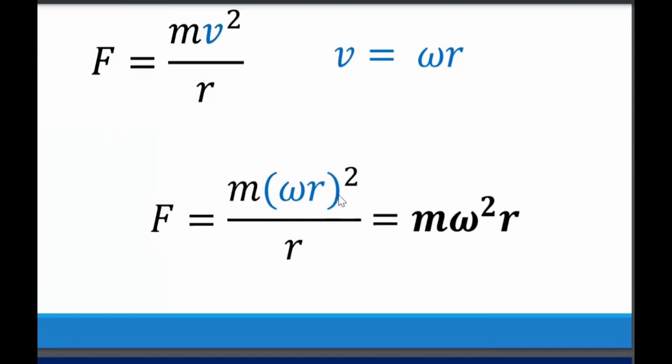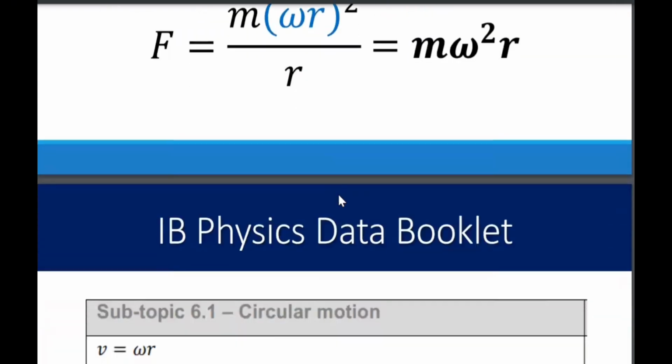We also could simplify this formula and say that the centripetal force is equal to the mass times omega squared times r. And remember, omega is the angular velocity.